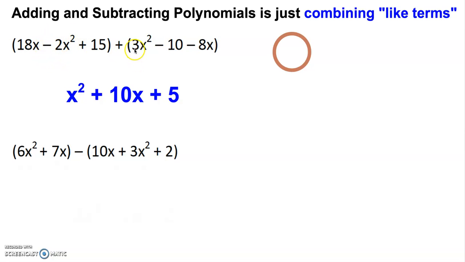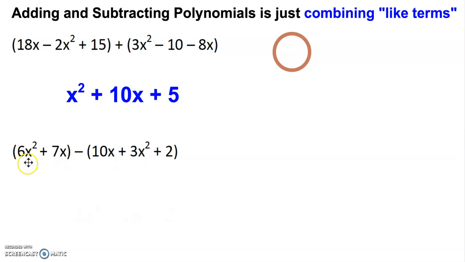Negative 2x squared plus 3x squared gives me a positive 1x squared. 18x minus 8x gives me that 10x. And 15 minus 10 gives me that positive 5. Next, we have 6x squared plus 7x minus, and then notice the parentheses around this. What this really means is that we are subtracting this entire expression from this first one, which means we're really distributing that negative or that minus sign.